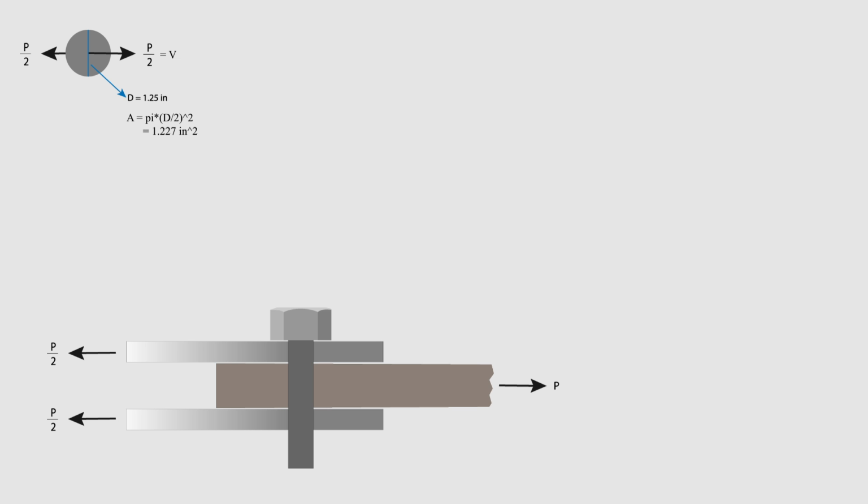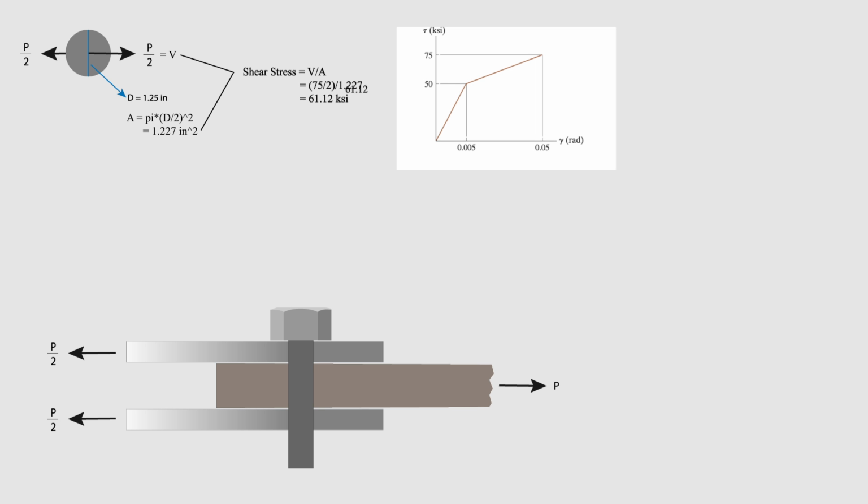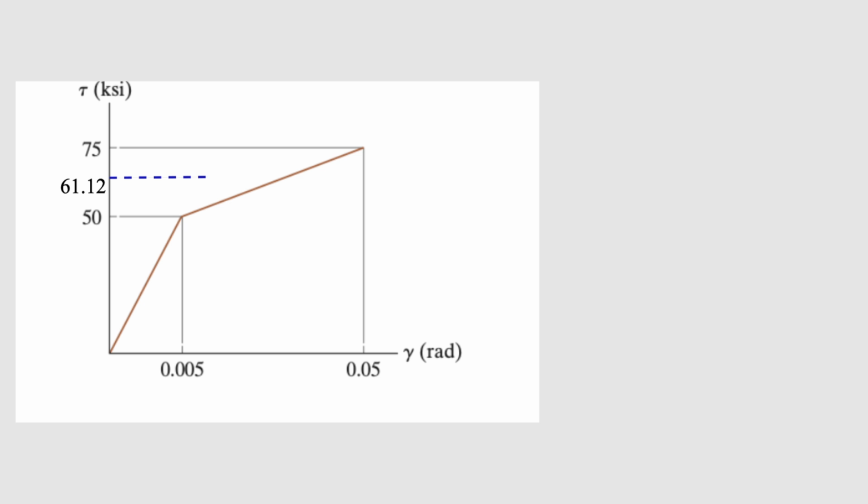And then after that, we are going to follow it with the shear stress, which is the shear force over the area, which will be 75 kip over pi times (1¼ inch over 2) squared, which will give us 61.12 KSI. From our given diagram, we can find our shear strain, and we can also use both of the slopes of the lines to find our shear recovery and shear permanent.